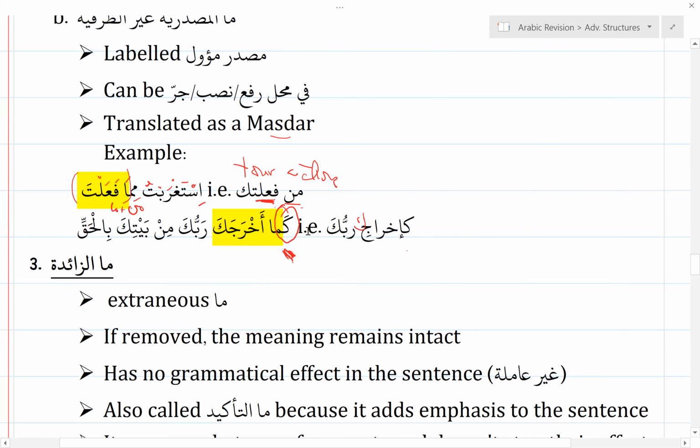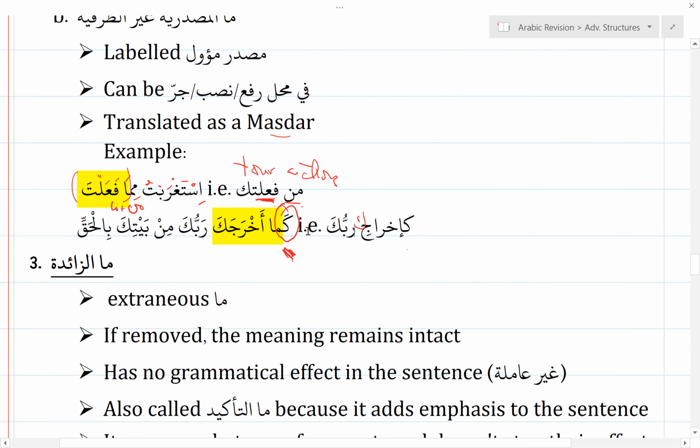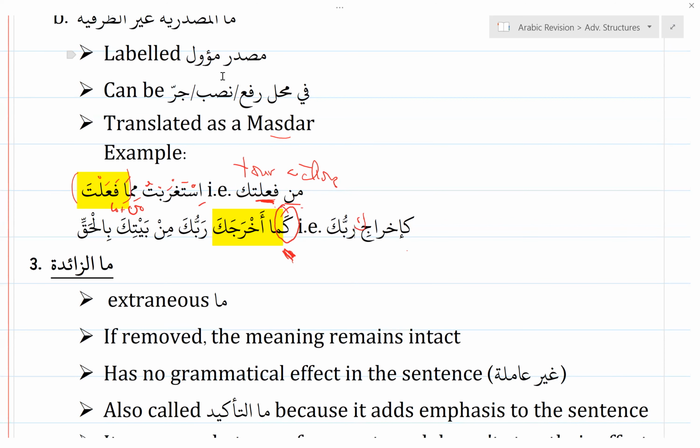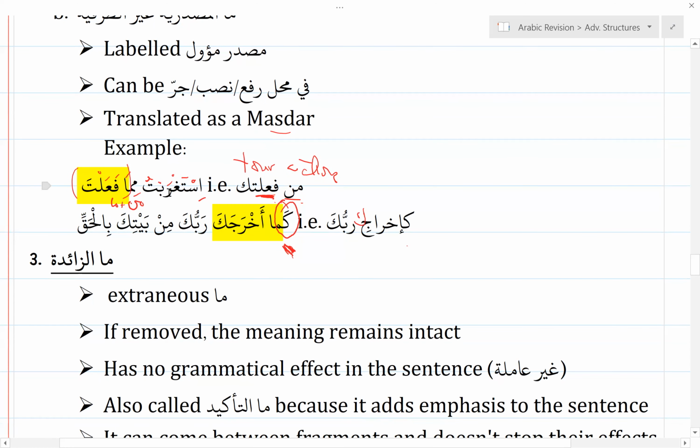Yeah, is that clear? I have a question. من فعلتك استغربتك, this is the first example. Doesn't it seem like ma mawsula only? Yes, it does, doesn't it? And you're saying that it can be translated as a masdar. So then the masdar above with zamaniya, it cannot be translated with masdar?